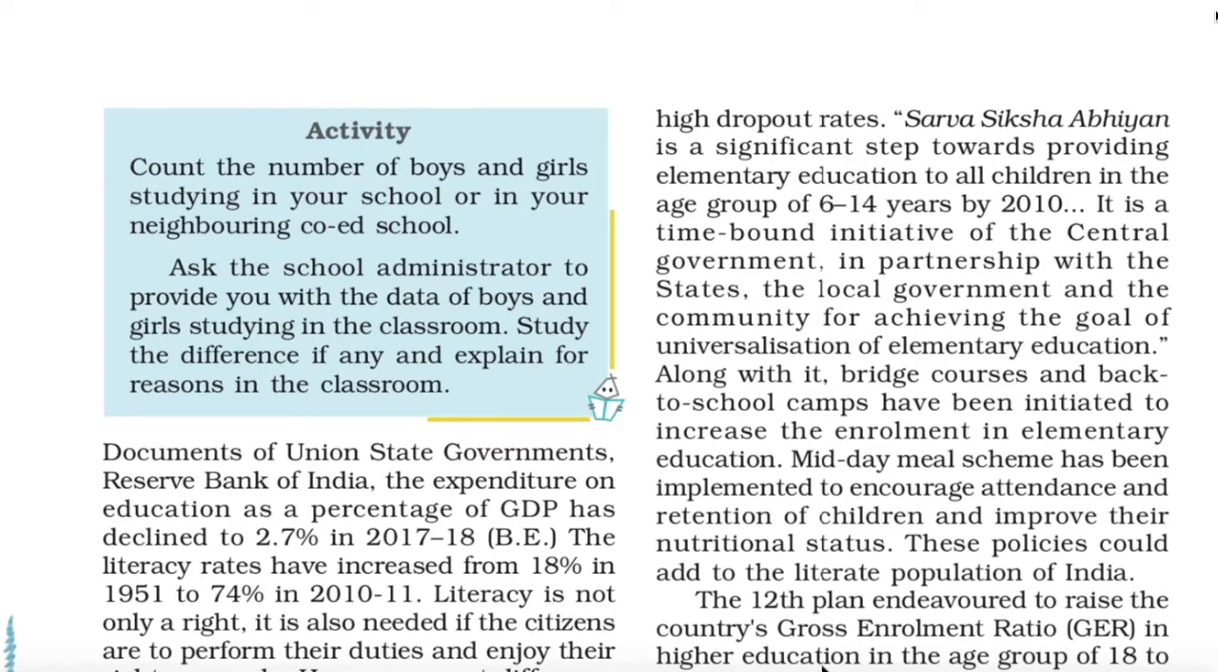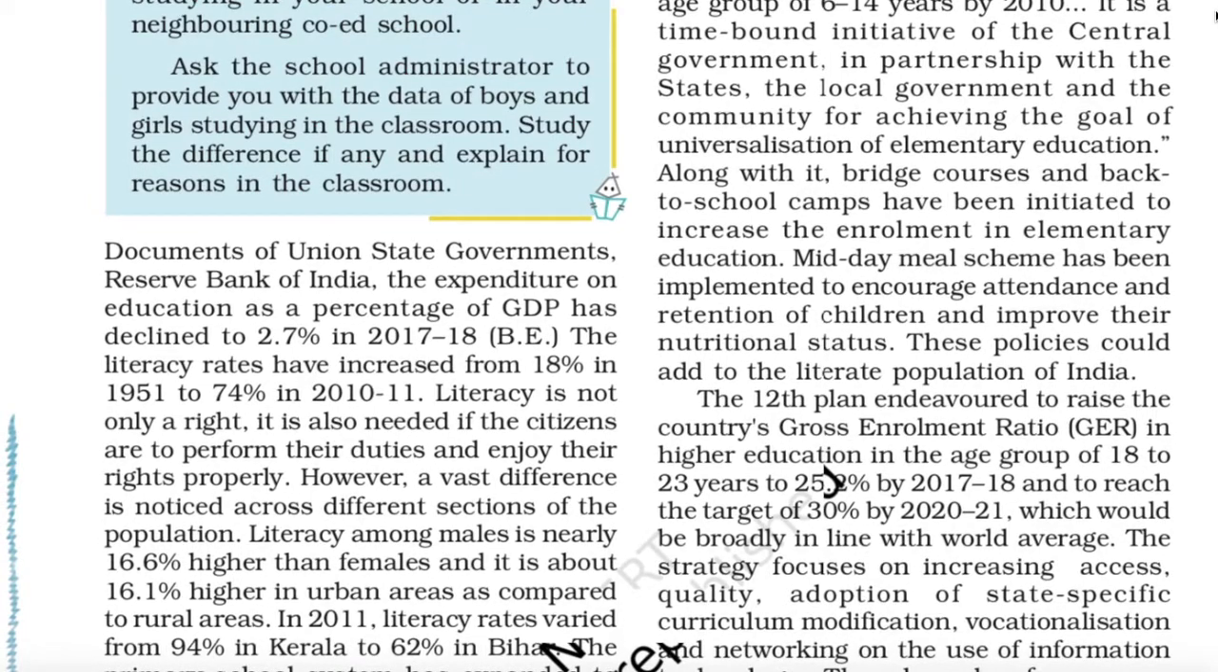It is a time-bound initiative of the central government in partnership with the states, the local government and the community for achieving the goal of universalization of elementary education. Along with it, bridge courses and back-to-school camps have been initiated to increase enrollment in elementary education. Midday meal schemes have been implemented to encourage attendance and retention of children and improve their nutritional status. These policies could add to the literate population of India.